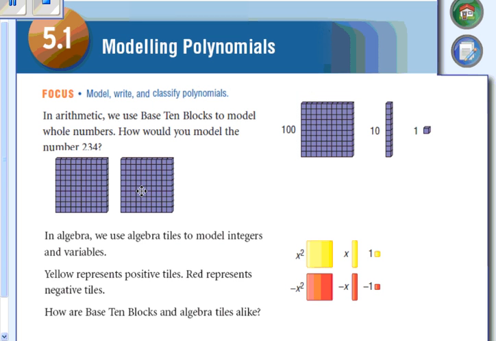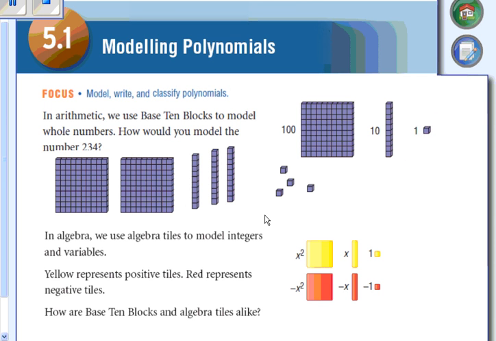Now how do I represent a 30? Well, that's a 10 block, right? And it's 1 by 10. So this would be 10, a second 10, and a third 10. And so I've got 230, and now for 4, I just take the ones: 1, 2, 3, and 4.